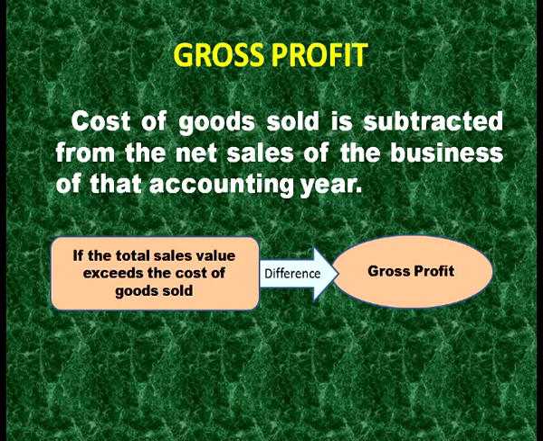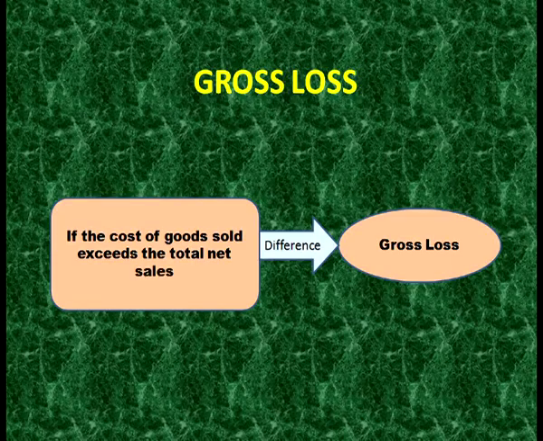What is a gross profit? Cost of goods sold is subtracted from the net sales of the business of that accounting year. If you subtract cost of goods sold from net sales, the result you get is gross profit. Then what is the gross loss? It is just the opposite. When your cost of goods sold becomes more than your net sales, then you get a gross loss.